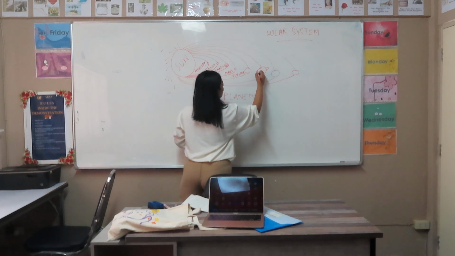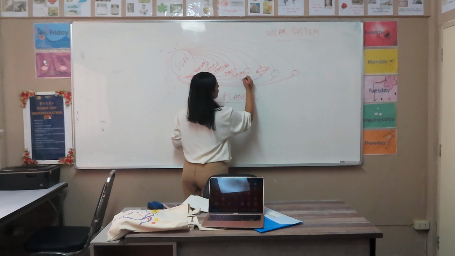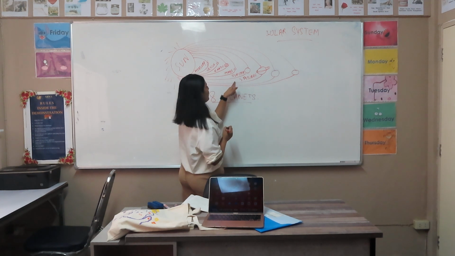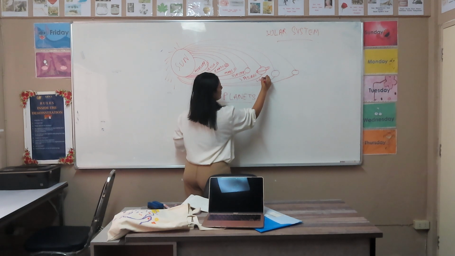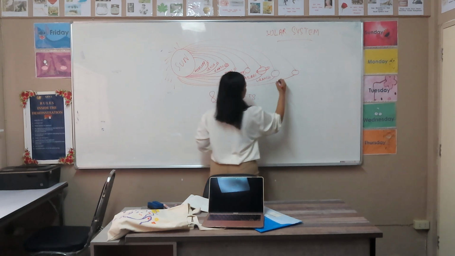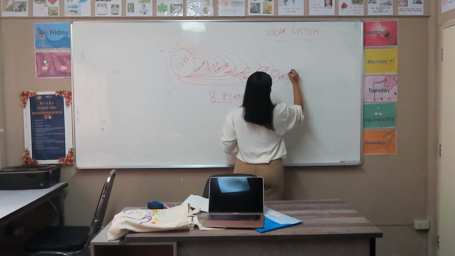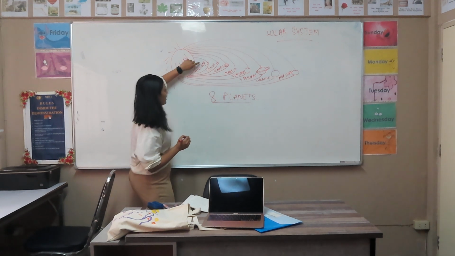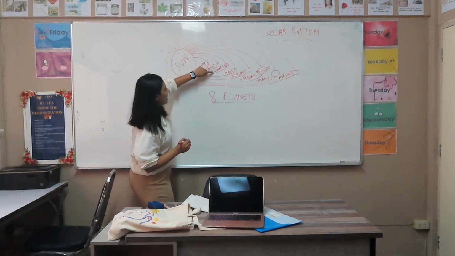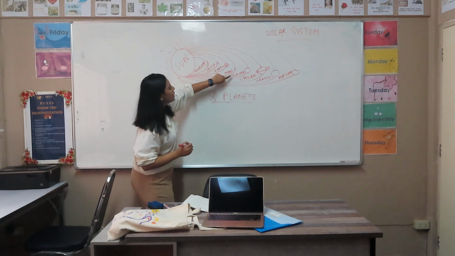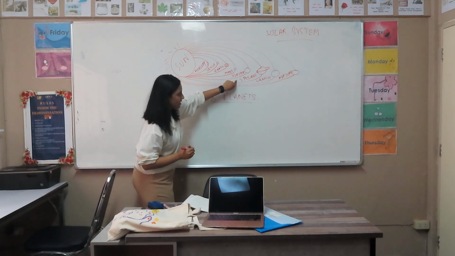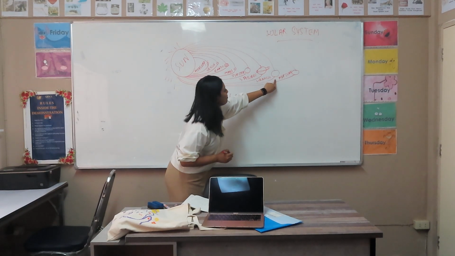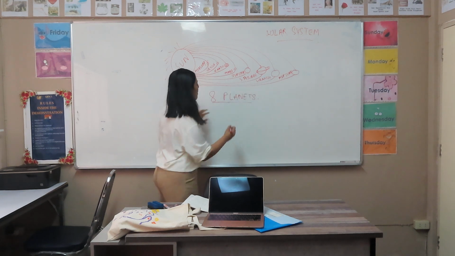What is this ring called? This is Saturn. Is this Saturn, right? And this is Uranus. This is Neptune. So what are these called? Planets. Again, everyone. Mercury, Venus, Earth, Mars, Jupiter, Saturn, Uranus, and Neptune.